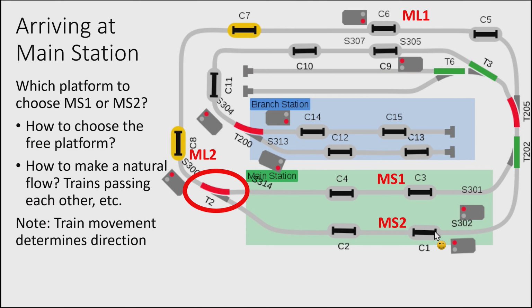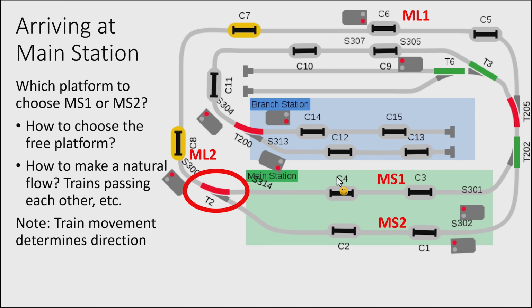So there's a couple of things we need to think about when we are arriving at the main station. So imagine we have a train here at ML2, so main line 2. You see it occupies the contact C8. By the way, it sticks out and it's a longer train, so it also occupies the contact C7. So we have a train here at main line 2, and it's waiting to go into the train station. So we need to think about, how do I choose the platform? How do I know which one is free? And I also want to make sure that it becomes natural as well.